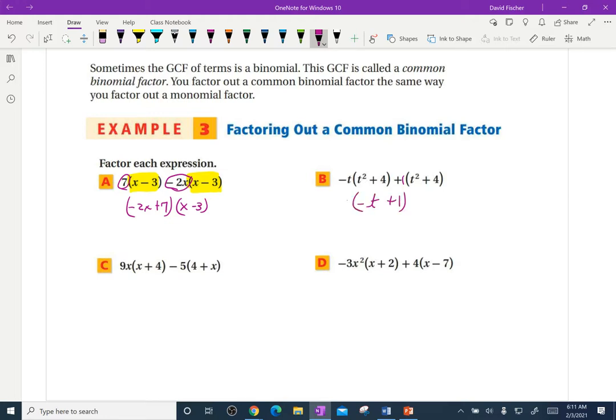And see how these guys are both the same? That's a t squared plus 4. Now that's a perfect square right there. So really this one can be factored again, but we're going to do perfect squares next week. Okay, so right now I'm happy if you put those two guys together. We'll talk about perfect squares later.